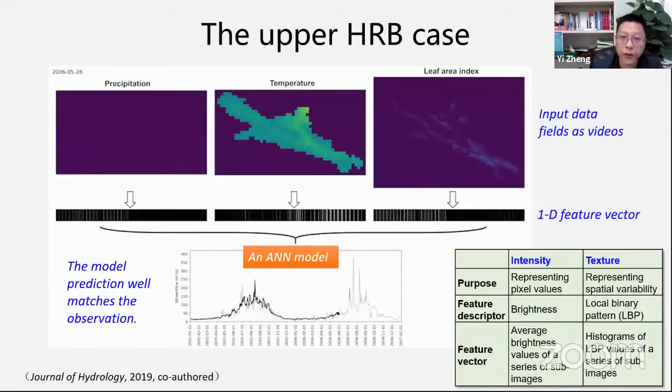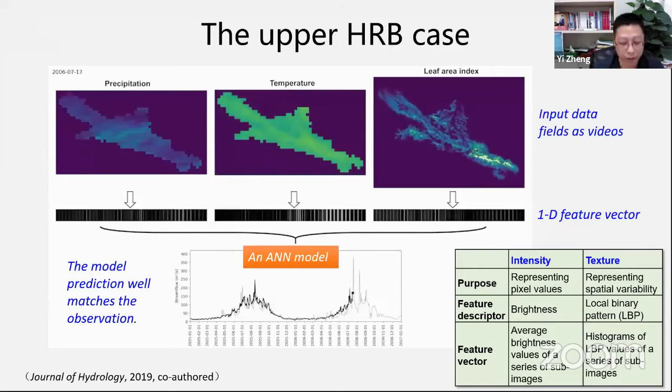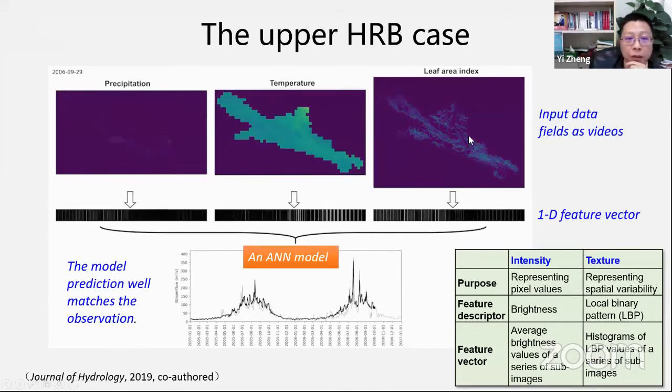Okay, this slide tells you how the model works. As you can see, features, intensity and texture, were extracted from these dynamic data fields, and these features were merged into a 1D feature vector and fed into an ANN model, which then produces the prediction. As you can see from this slide, the model prediction matches the observation well. Okay?